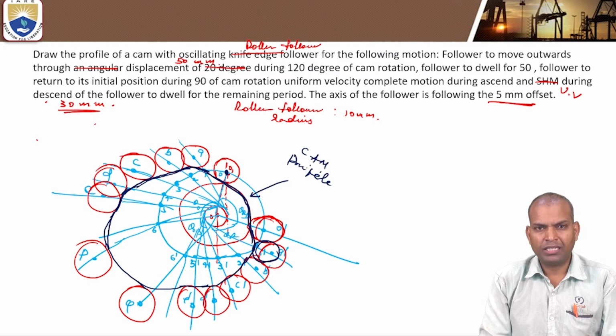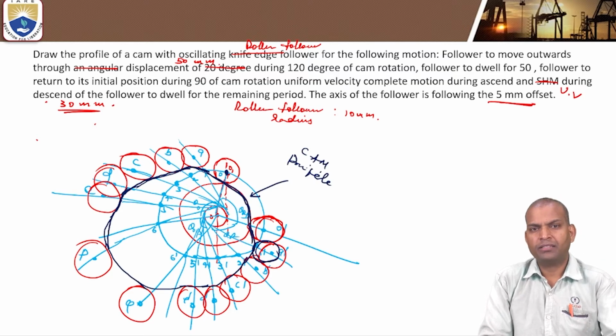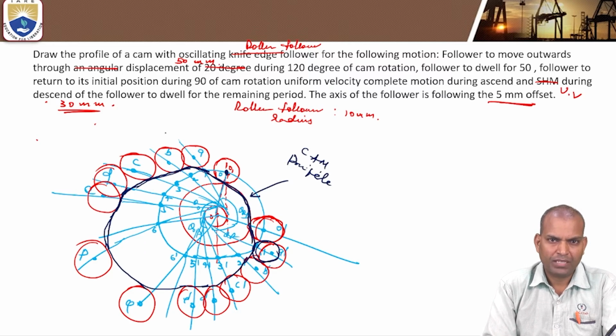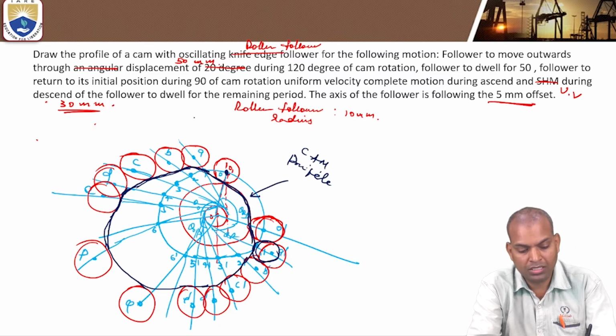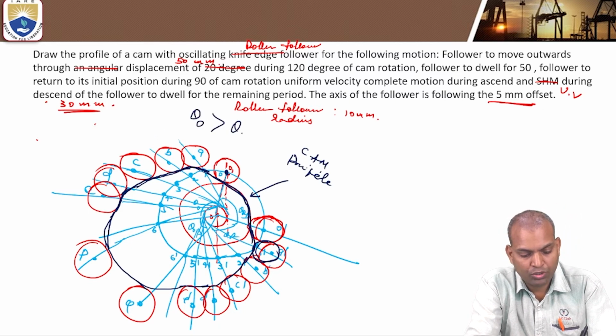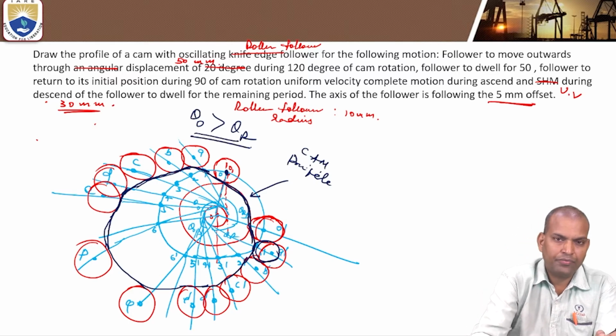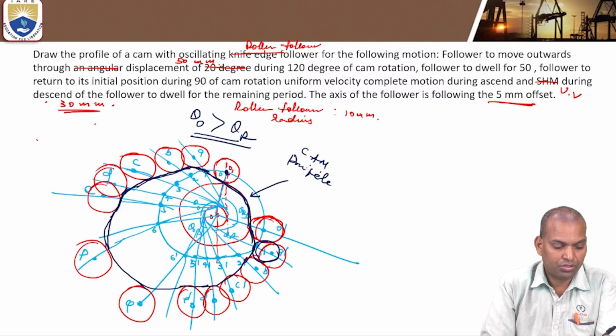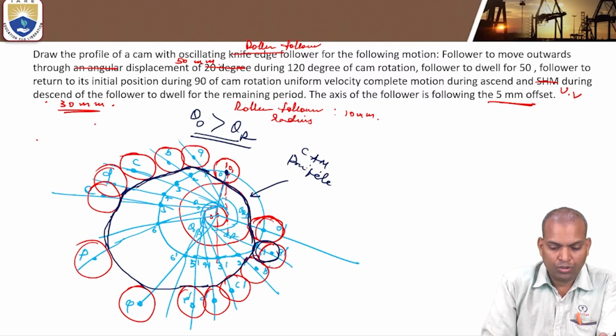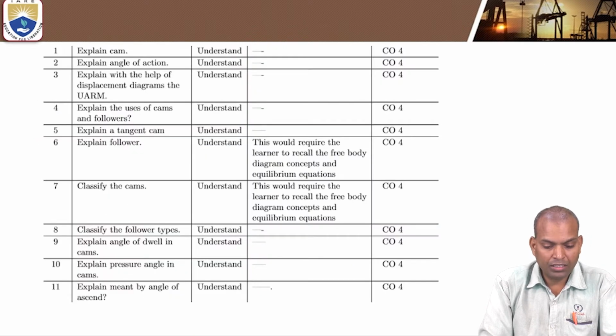That means the time taken during ascent is more in comparison to the time taken during descent. The time taken during descent is less in comparison to the time taken during ascent, because theta O is more than theta R. The angle of the ascending outstroke is more than the return stroke angle. So next, these are the problems.